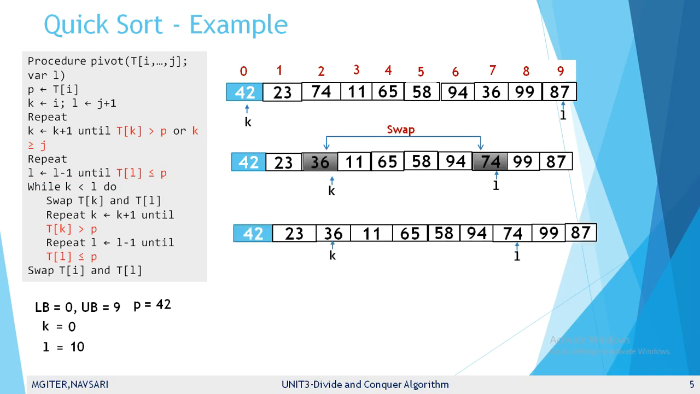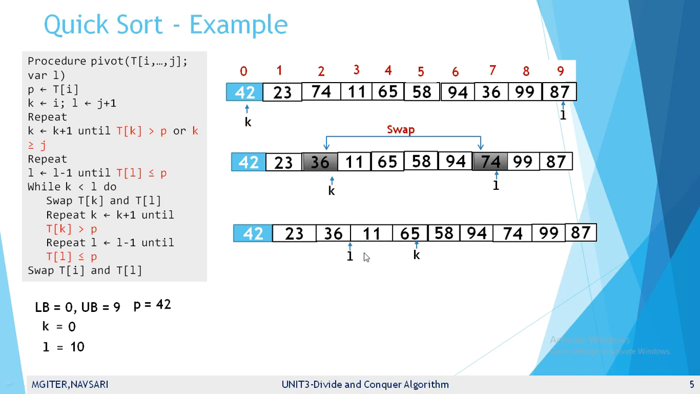Now we again repeat the same procedure: increment K until we get an element which is greater than the pivot element, and decrement L by 1 until we get an element less than the pivot element. Incrementing K, we reach 94, which is greater than 42, so we stop incrementing K. Then decrementing L, we pass 58 and 65 and reach 11. Is 11 less than 42? Yes.